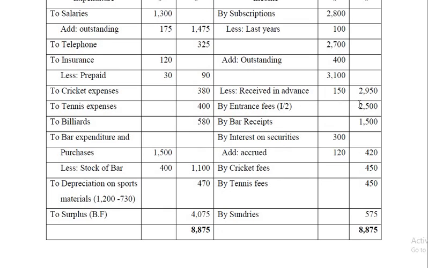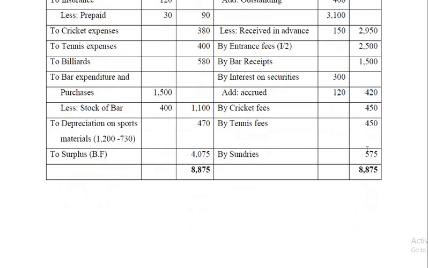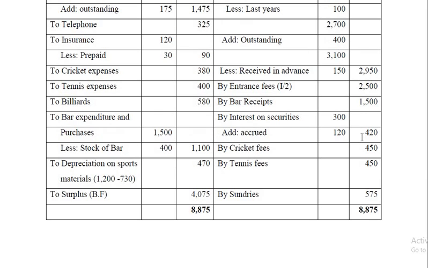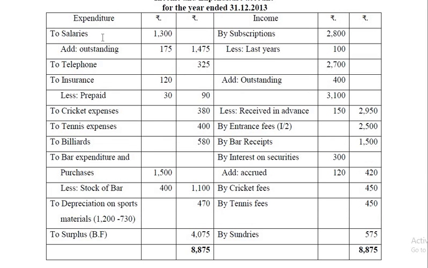Entrance fees, half is to be taken as income as per the instruction. Bar receipts income. Interest on securities 300, add outstanding, so 420. Cricket fees, tennis fees, sundries, so all these are to be credited. Now come to the expenses. Salaries 1,300, add outstanding 175. Telephone, no adjustment. Insurance, which includes prepaid, so deducted, and this 30 will come to the asset side of the closing balance sheet. Cricket expenses, tennis expenses, billiards, bar expenditure and purchases.